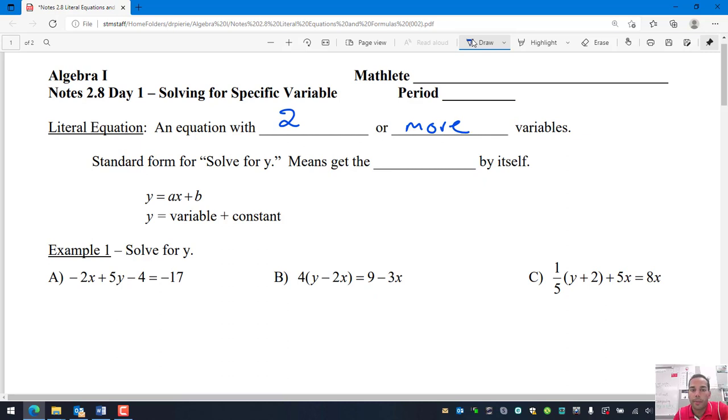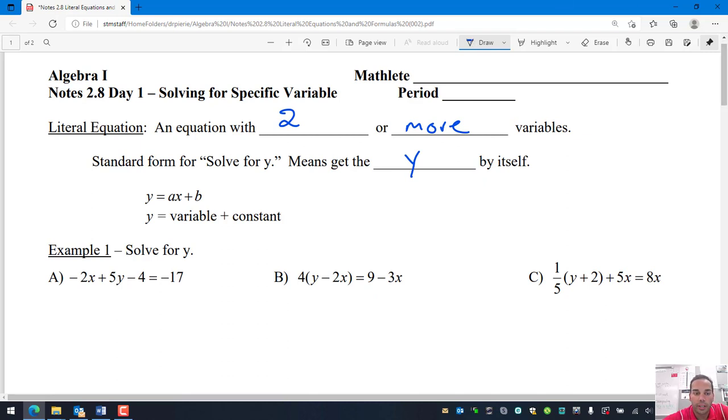Okay. So what does it mean to solve a literal equation? In standard form, if I ask you to solve for y, what that means is I want you to get y all by itself. You could be dealing with multiple variables in a literal equation. If I ask you to solve for y, it means y is the variable we're trying to get all by itself. Move the x's, move the z's, move whatever else you see to the other side of the equal sign. Okay, so let's do an example.